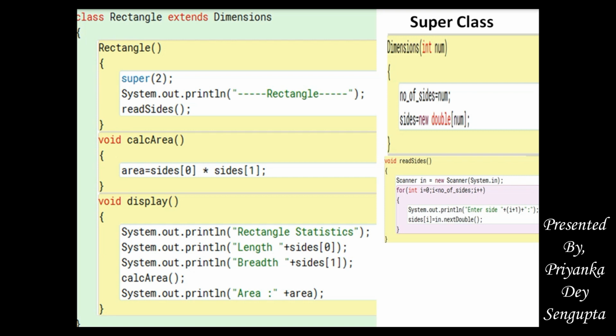Next, the function calc area is called. Same here, the calc area function will be overridden in the superclass because it has the same function name as well as the parameter list. So the function gets overridden, and the subclass will calculate the area of the rectangle by multiplying side 0 into side 1. Void display will display the area of the rectangle by calling the function calc area of the subclass.